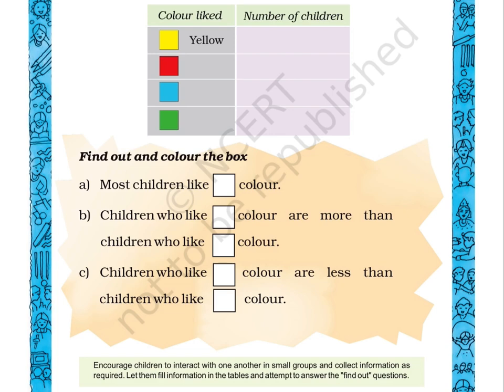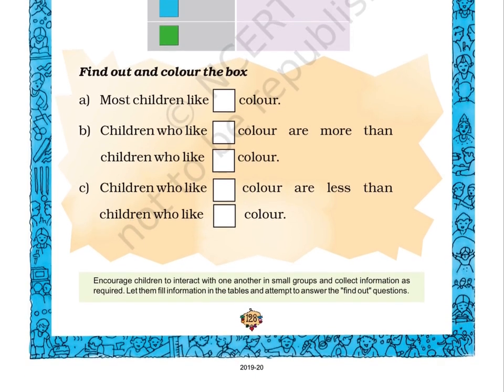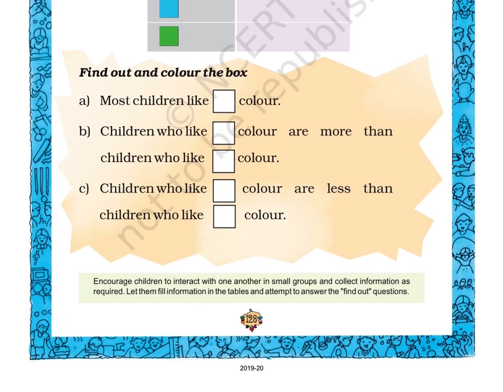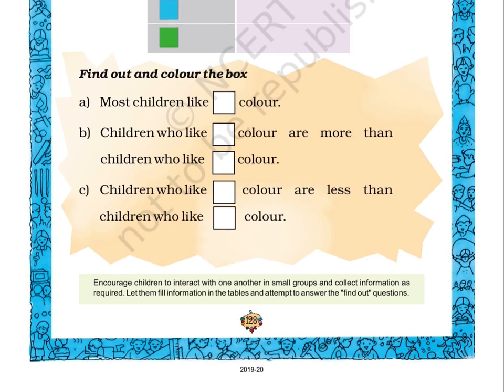Footnote. Encourage children to interact with one another in small groups and collect information as required. Let them fill information in the tables and attempt to answer the find out questions. Chapter 15 of the total 15 chapters of the book ends here.